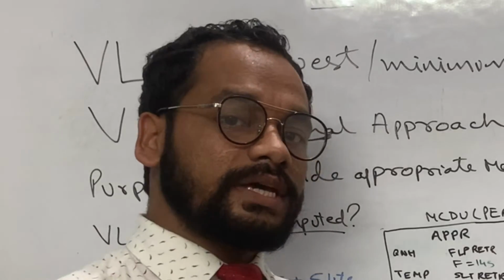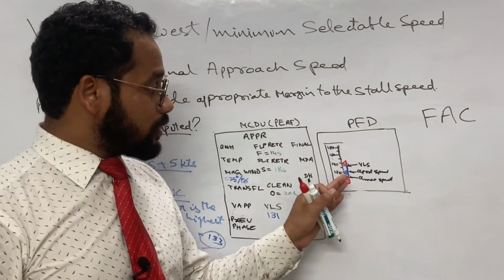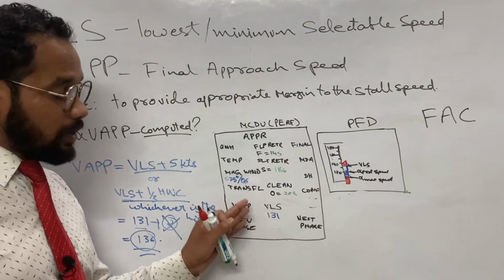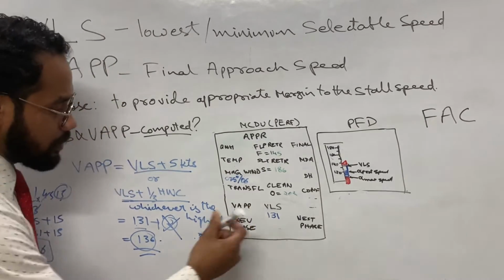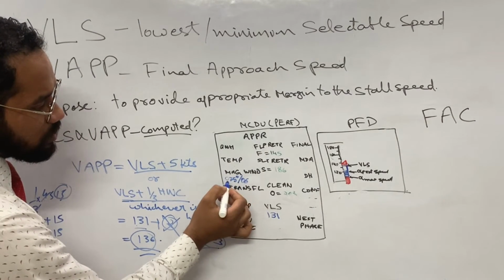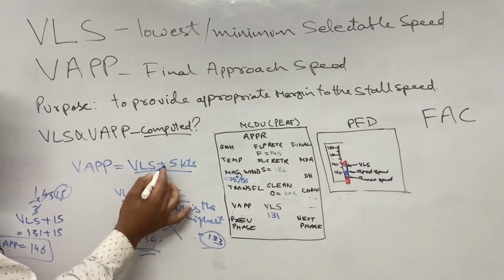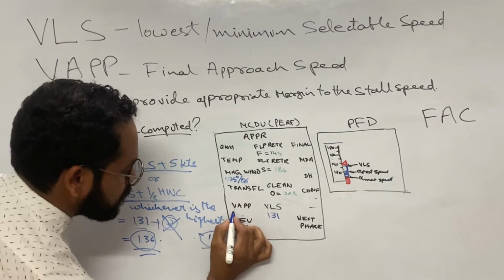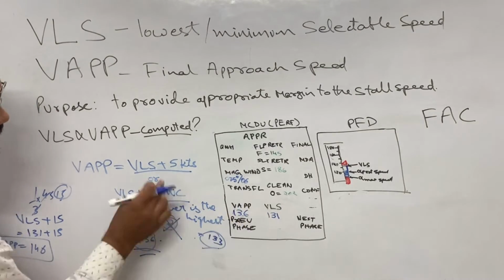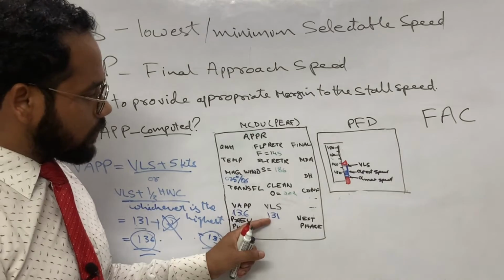Okay, now let's discuss an important case wherein the VLS indicated on the PFD is greater than the VLS indicated on the MCDU performance approach page. Let me quickly write this. In this case, how much will be the approach speed? Suppose I am considering these winds, 075 degrees 06 knots. So in this case, 1/3 of this comes to be 2 knots. So the approach speed comes to be 136, right? Because it will be VLS plus 5 knots. It is 136. So this is your approach speed. This is your VLS.